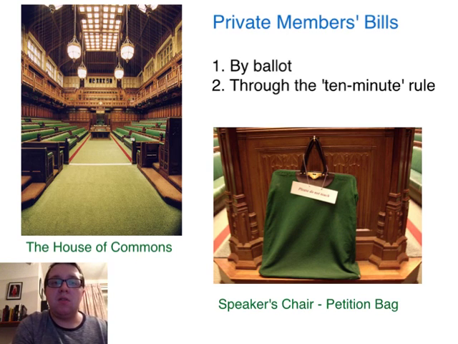Secondly, through the 10-minute rule, this is where backbenchers, those MPs who don't hold front bench positions in the cabinet and so forth, can try to introduce a bill. They can speak for up to that time, arguing for the introduction of new legislation.